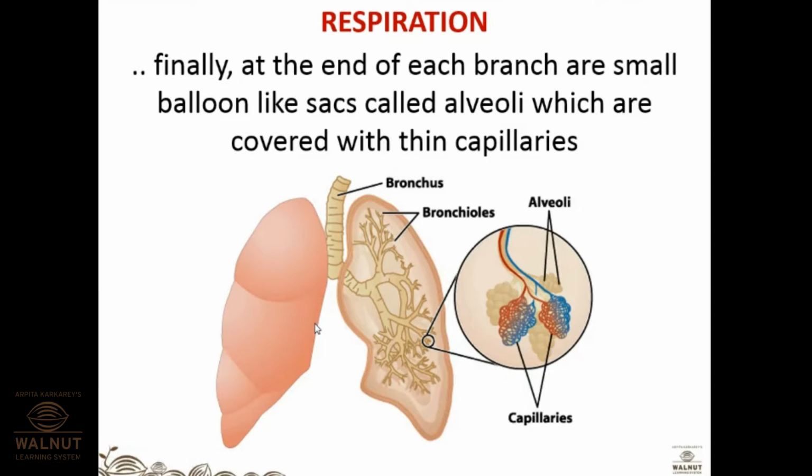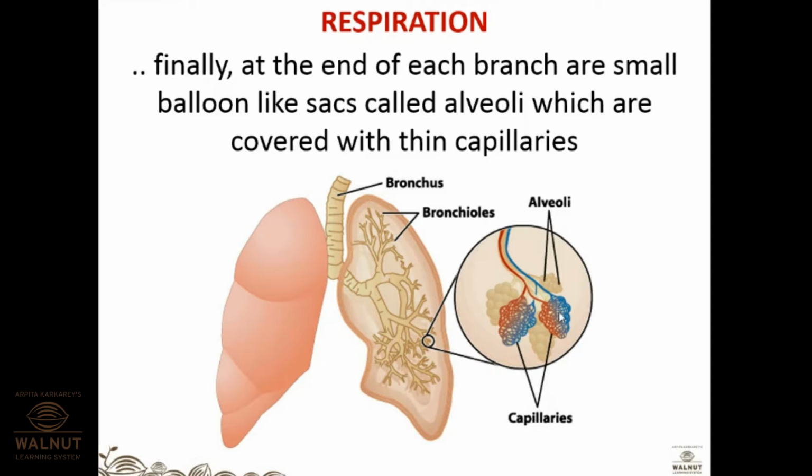Finally, at the end of each branch are small balloon-like sacs, which are also called alveoli, and they are covered with thin capillaries. So you can see these divisions. These small divisions are called bronchioles. And at the end of each bronchiole, you can see an alveolus, that is, balloon-like structures. You can also see a magnified view of alveoli where you can see these red and blue things. What are these? These are capillaries.